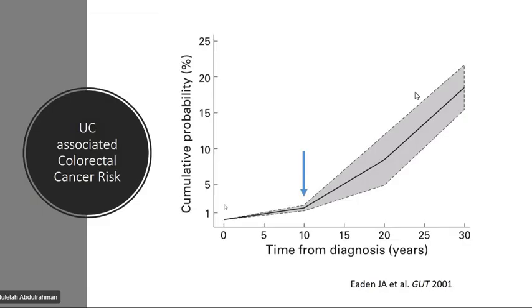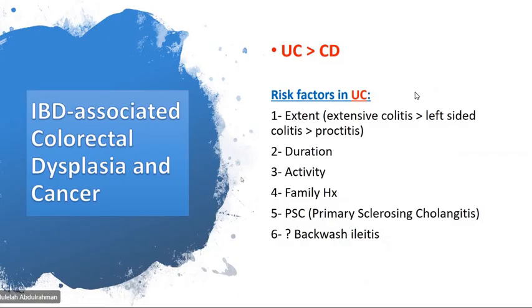UC, or ulcerative colitis, associated colon cancer risk. Patients with ulcerative colitis have a high risk of developing colon cancer. The risk factors I will leave for you to read. These are the features that increase the risk in patients with ulcerative colitis. Mainly remember the extent, the activity, and the presence of primary sclerosing cholangitis. So if you have PSC in the liver, the risk of colon cancer in UC is far higher, and we'll come to what we call surveillance.